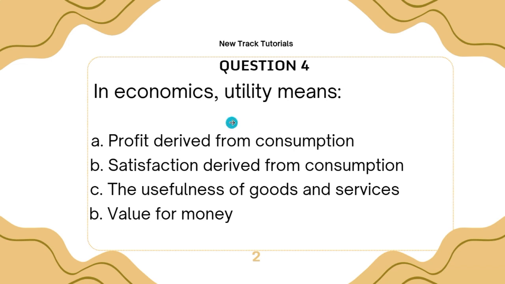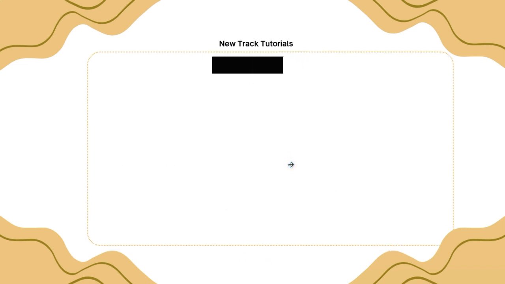I want you to do more research on the types of utility. You might see such in your exam. So make sure you know the different types of utility and the definition of each of these types. So the best or correct option is satisfaction derived from the consumption of either goods or services. That is option B. Now let's look at question number 5.